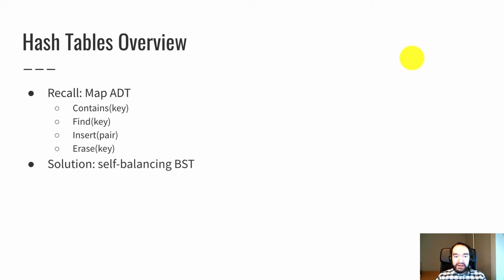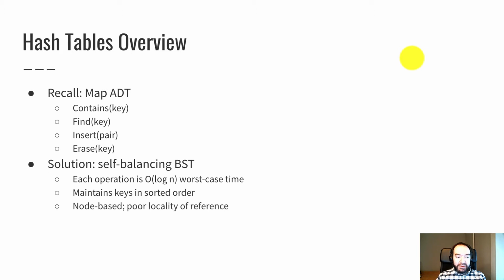It's the self-balancing binary search tree, such as an AVL tree. And every one of those four operations is big O of log n worst case time when you use a self-balancing binary search tree, and that's fast. Also, the self-balancing binary search tree, since it obeys the binary search tree order invariant, keeps all of the keys in sorted order, and sometimes that's a convenient property.